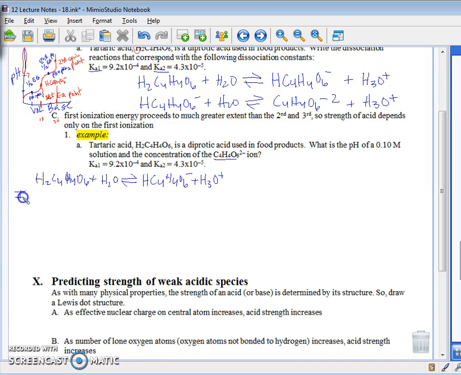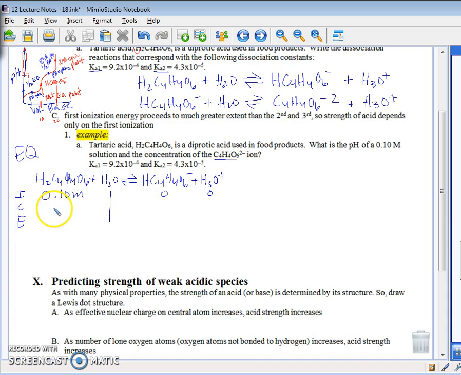I'm going to write in my initial, change, and equilibrium values for just this first part. And then we're going to do it again for the second. Let's start with, what's the initial concentration of the tartaric acid? 0.1. Don't care about water because I'm doing equilibrium, right? Because this is a weak acid. It's hydrolysis, it's a weak process. We don't have any strong base or strong acid, so I'm just doing equilibrium. I have none of the ion or H+ to start with.